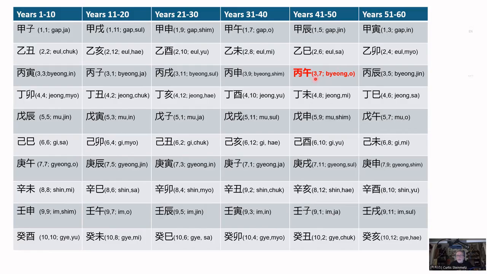It is the combination of the third heavenly stem and the 7th earthly branch, and it's in the column marked years 41 through 50. So it's 41, 42, 43. Indeed, this is the 43rd year of the 60-year cycle that we're currently in, and it is the byeong-o year. And so that means the next year will be the, I did this by hand just to really work through it myself, the Jungmi, which will be, well, let's go back and see.